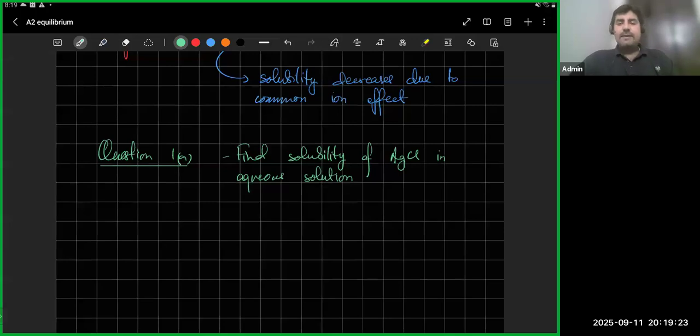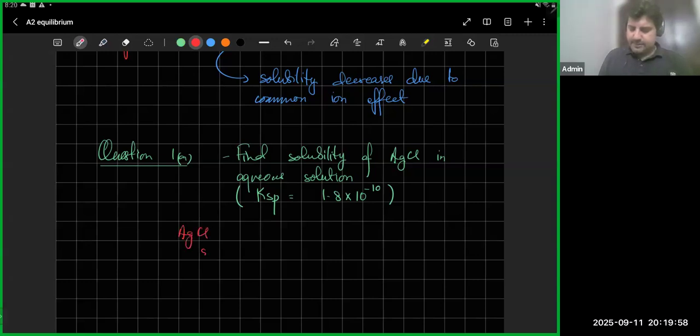Given that the KSP value is given, so let me just find or Google the KSP value of AgCl, which is going to be low as well. And that's 1.8 times 10 power minus 10. So given that you have a KSP value of 1.8 times 10 power minus 10. Now, the first part is a normal question. I mean, there's nothing complicated about it. So all you have to do is you've got AgCl and it's a solid. You're going to try and dissolve and make a saturated solution.